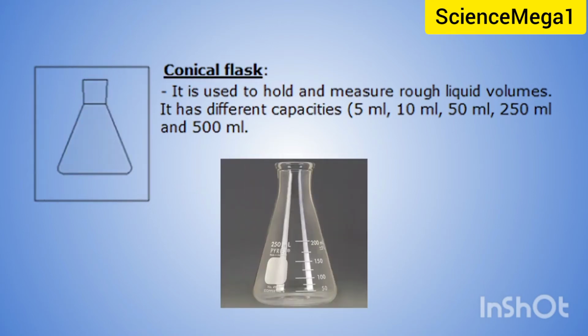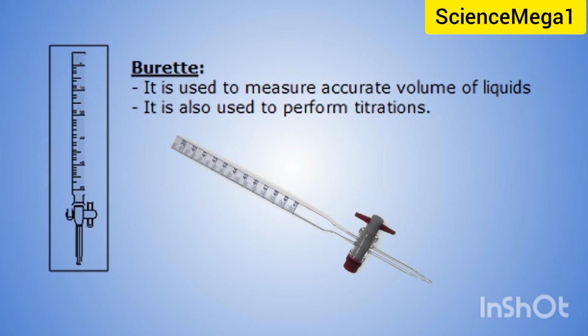Another instrument used is the conical flask. It is used to hold and measure rough liquid volumes. It has different capacities. We have 5 ml, 10 ml, 50 ml, 250 ml, and 500 ml. We also have burette. This instrument is used to measure accurate volume of liquids. It is also used to perform titrations.